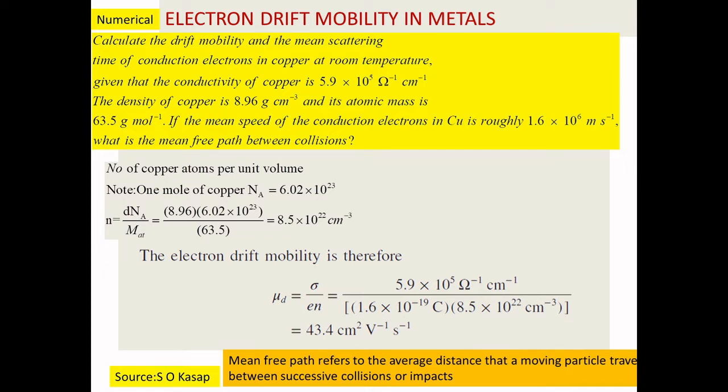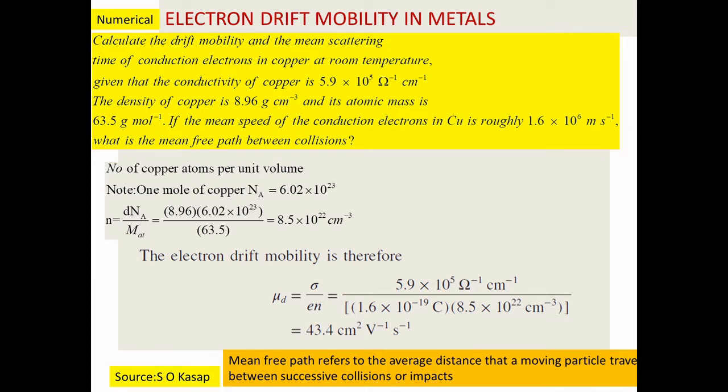The first question here is: calculate the drift mobility and the mean scattering time of the conduction electron in copper at room temperature. Room temperature means 300 Kelvin. Given that the conductivity of copper is 5.9 × 10^5. What is important here is that conductivity and resistivity are opposites. Conductivity is denoted by sigma and resistivity is denoted by rho.